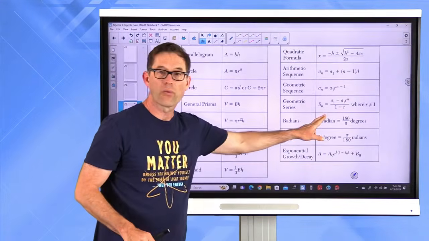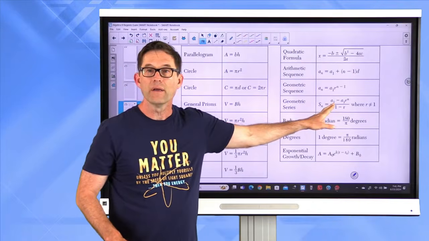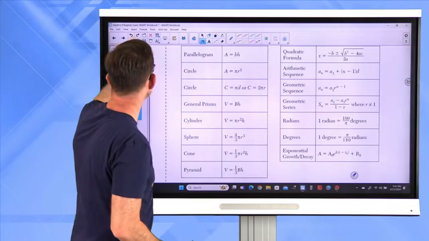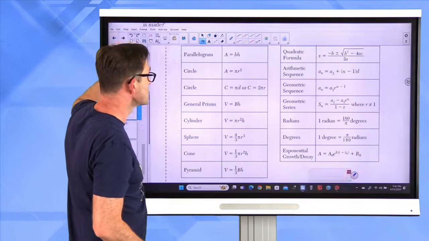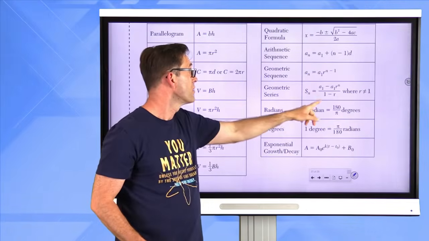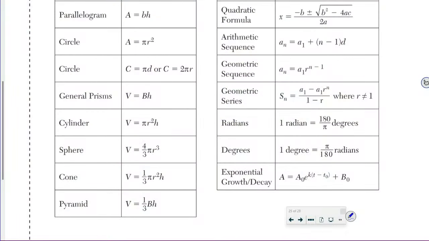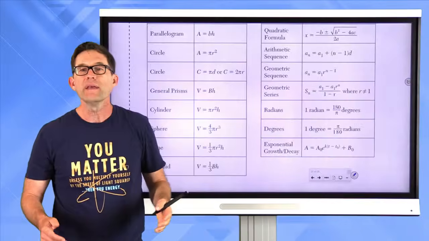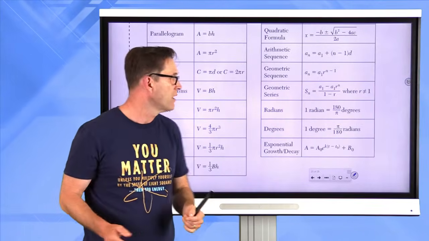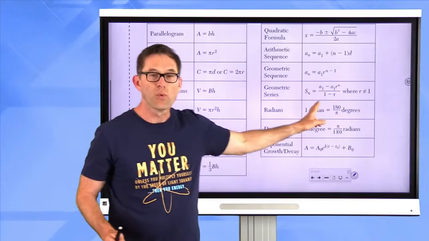This formula right here, A1 minus, and let me put this on full screen, not that you can probably see it that much better, maybe a little bit better, right? The sum of a geometric series is A1 minus A1 times r to the n divided by 1 minus r, right? What is r? R, right, is what's called your common ratio.